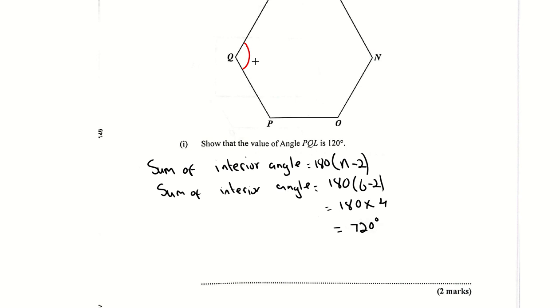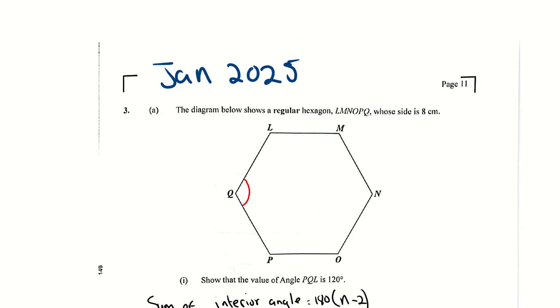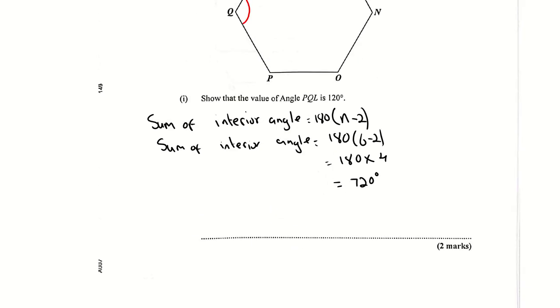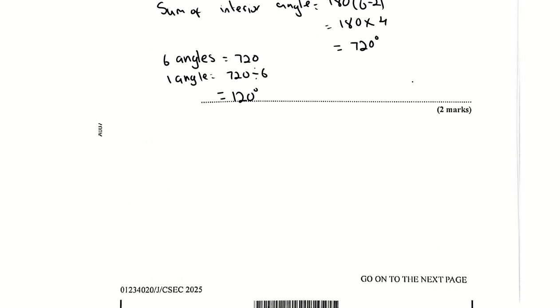Now, we want to know one of the angles. Because all sides are equal, one of the rules is that if all sides are equal, all angles are equal. So we know that 6 equal angles is 720. We want to find one of the angles, so one angle would be 720 divided by 6, which gives you 120, and that is how you would show that angle PQL is 120 degrees. Right, let's go on to the next question.